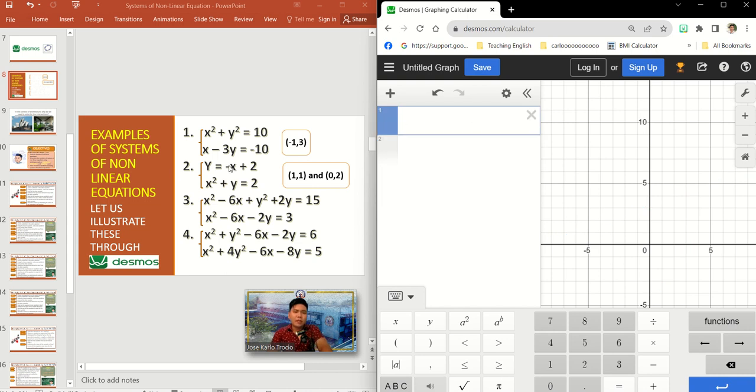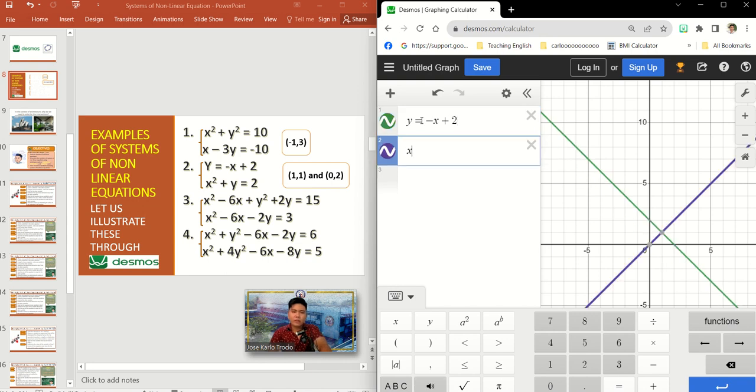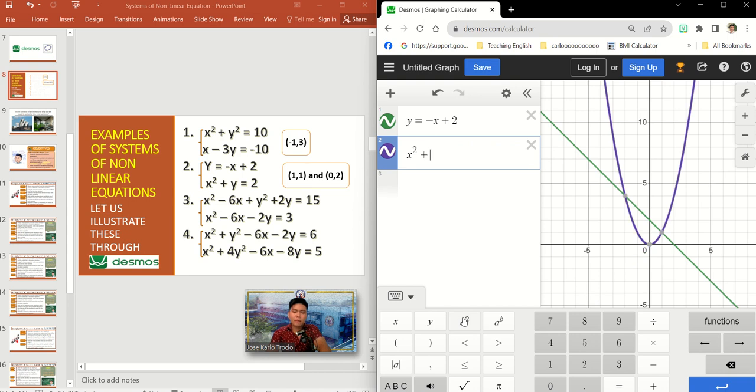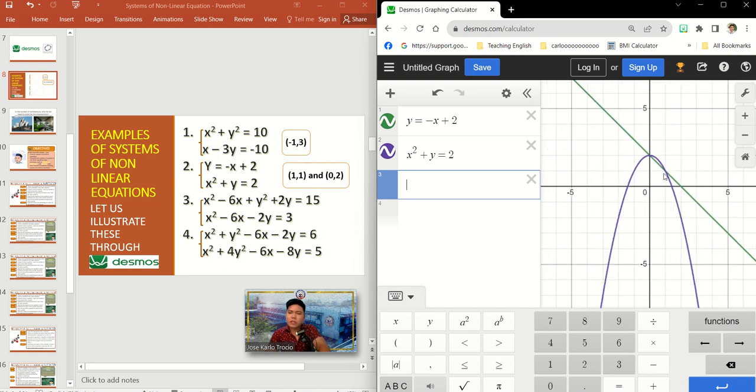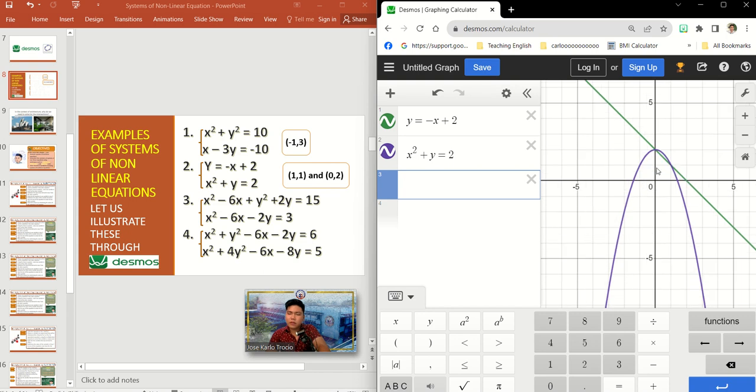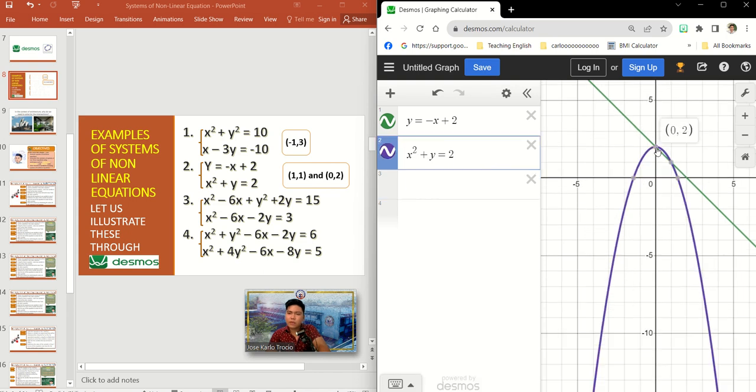How about the second one? The second one looks like a linear and a parabola. Let us see. y equals -x plus 2, and the other one is x squared, let me type it in, plus y equals 2. Okay, this is a parabola and a linear equation. They are intersecting at what point? It could be, let me see, (0, 2) is the first solution. Did I get it right?